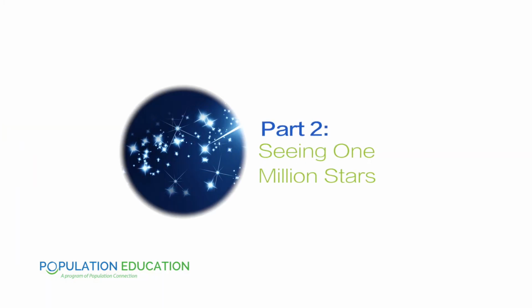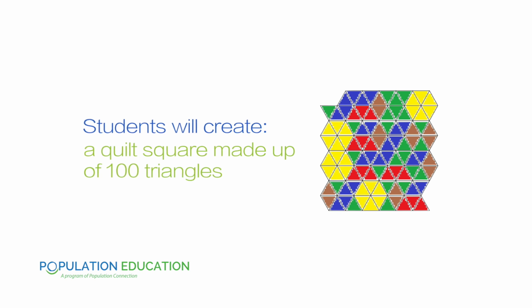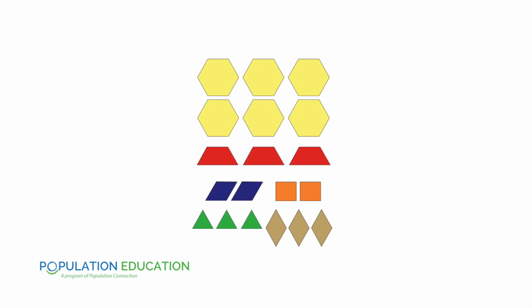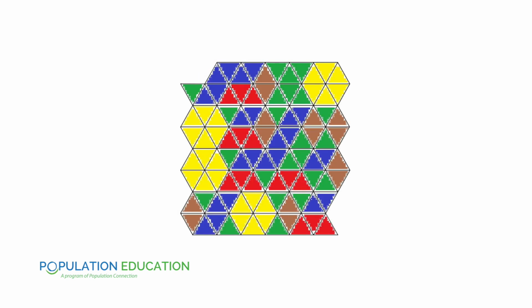Part 2 of this activity is called Seeing 1 Million Stars. This is great for visual learners. Each student is going to create a quilt square, and each quilt square is going to be made up of 100 triangles. They're going to create these using pattern blocks that we provide, and they're going to place that on a provided grid to make their own design. Each of these squares will be put together to make a classroom quilt.